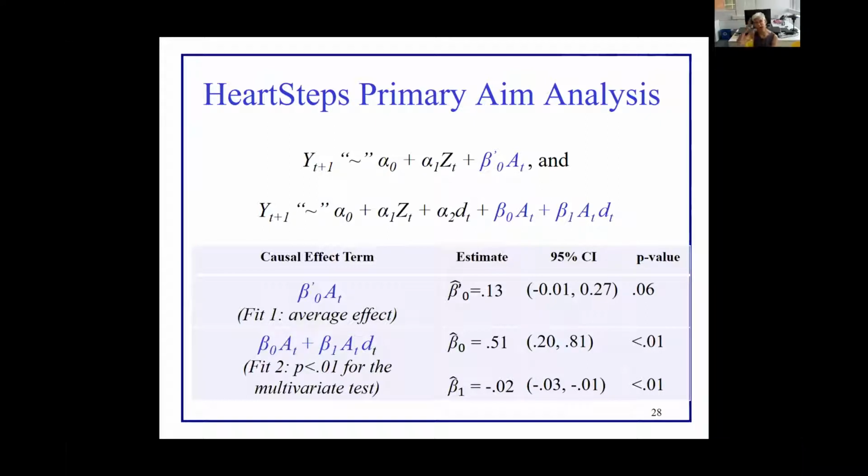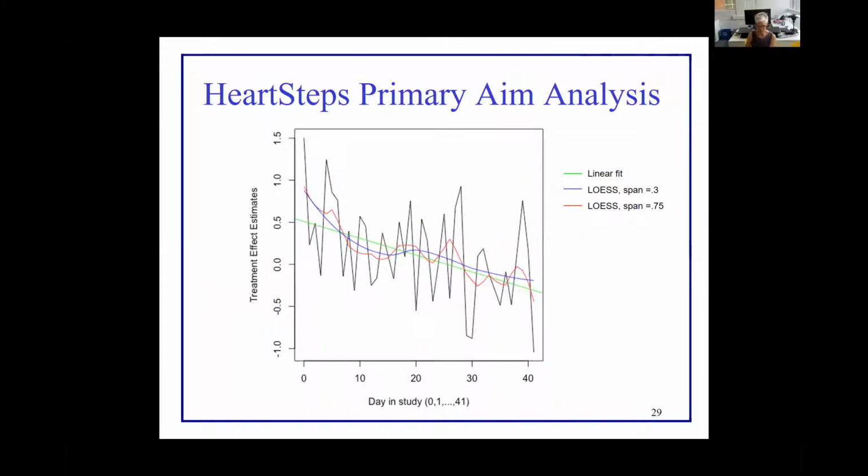And I have a little graph. Ashley made this figure for me, which really helps people see this. So the black jagged line, first of all, the horizontal axis is the day in study. It's a 42-day study. It goes from 0 to 41, because that's the coding. And then the vertical axis is the treatment effect estimate. So we're just focusing on the treatment effect here. And the black jagged line is just the average treatment effect on each day of the study. And as you can see, this is really noisy data, as one might very well expect.